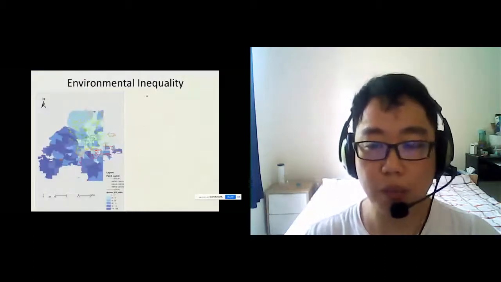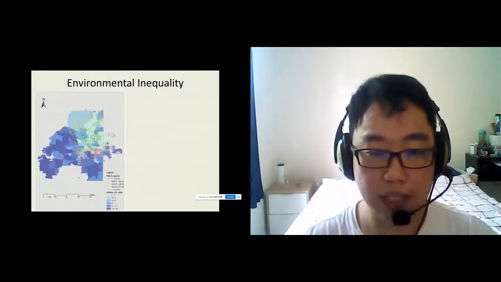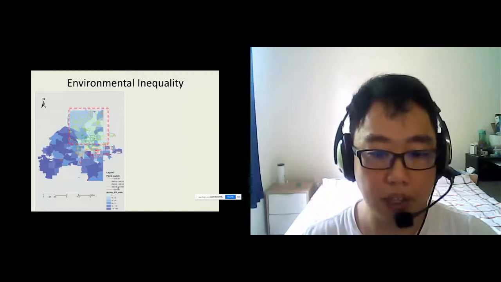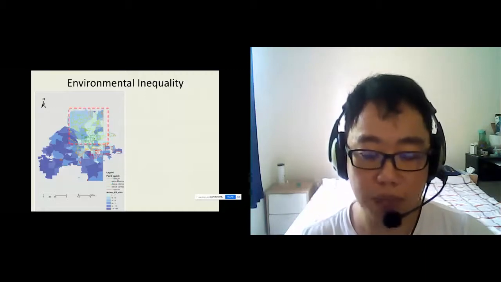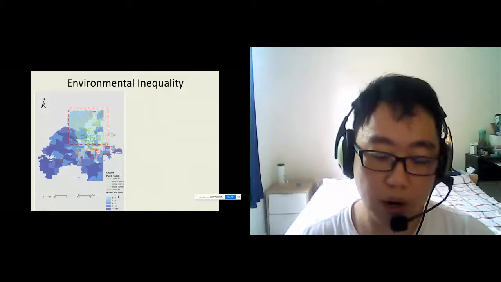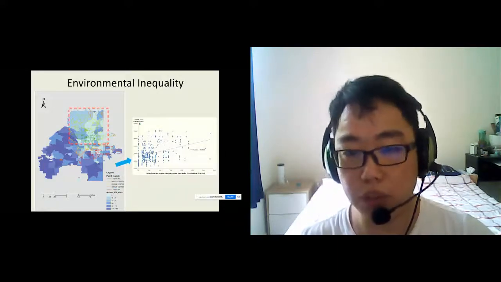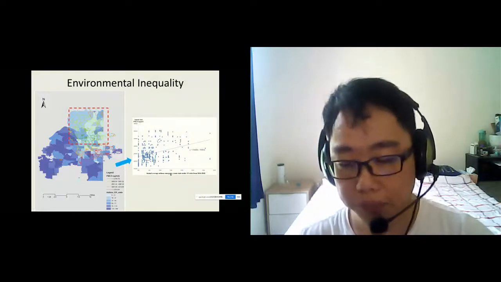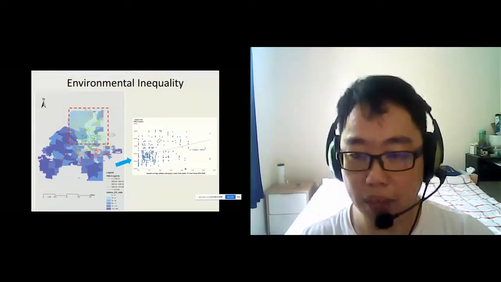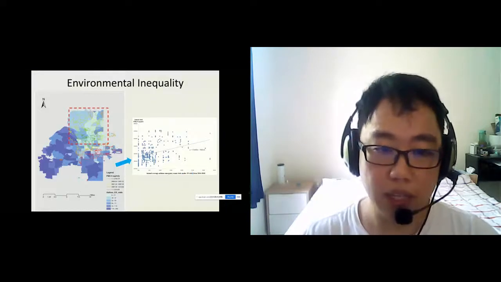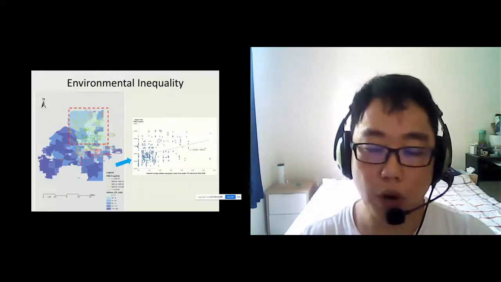So finally, I want to show some environmental inequality issues in Atlanta. We can see in the northern part, it has lower PM2.5 and also lower asthma rates. And we can see there's a positive trend between the PM2.5 and the annual asthma rate visits. So there exists some environmental inequality issue.